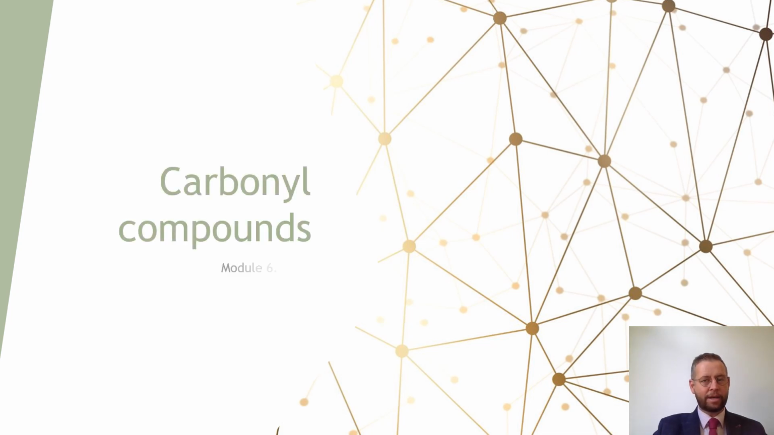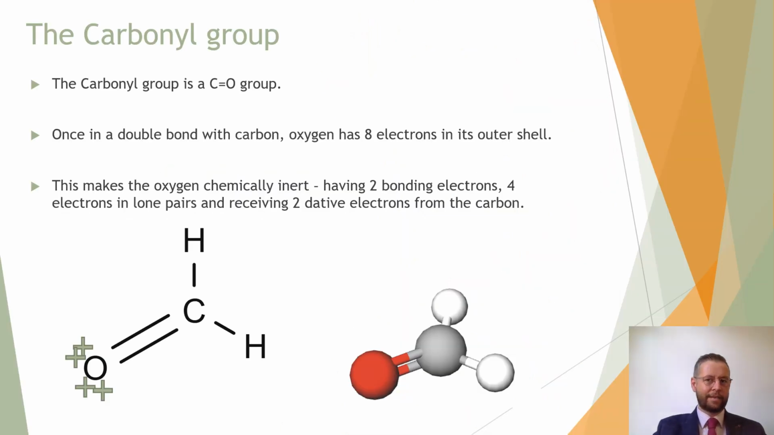In this section, we're going to look at the carbonyl group. So the carbonyl group is characterized by a carbon double bond oxygen attached either at the end or within the middle of some hydrocarbon. Now, to understand this a little bit in more detail, we need to understand exactly what's going on with the electrons.